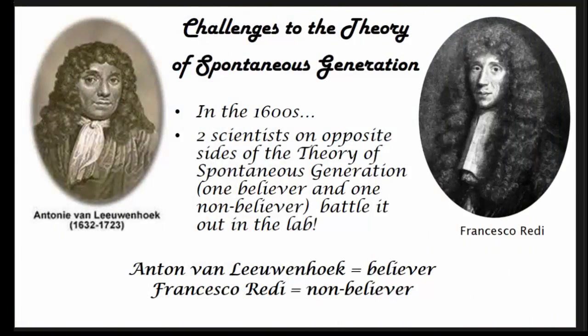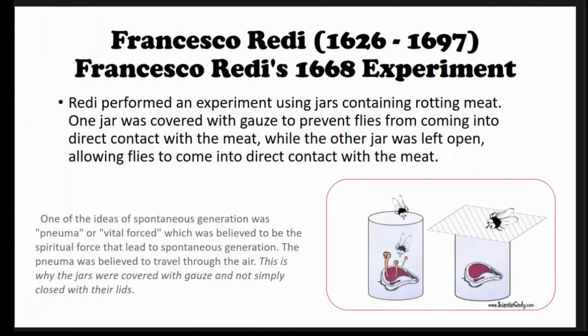In the 1600s, two scientists on opposite sides of the theory of spontaneous generation battled it out in the lab: Antony van Leeuwenhoek and Francesco Redi. In 1668, Francesco Redi did the following experiment.